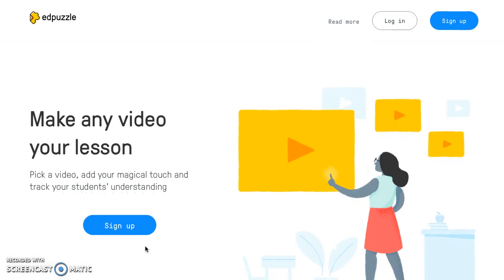One barrier that Edpuzzle reduces is with students who struggle with writing or are below their typical average reading level. This site can help them understand what they are being taught or what they are about to be taught verbally by their teacher or by a video presentation on the site.